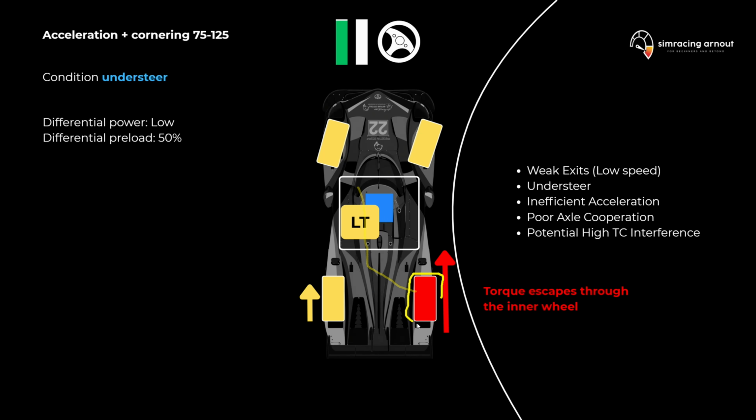This tire wants to spin up, but we keep traction, and it's a safe thing. The downside, obviously, is that if we have very low differential power at slow speed, we could have potentially high TC interference, which really hurts our launch on slow corner exit. An example of this: at Monza, turn 1 and 2, a low differential power could be a little bit painful on the exits.